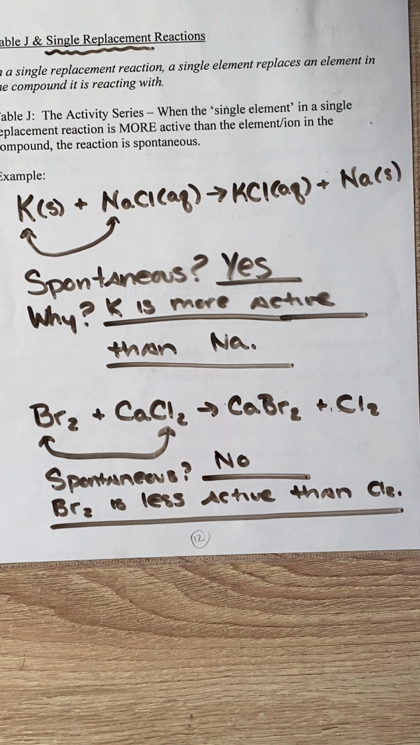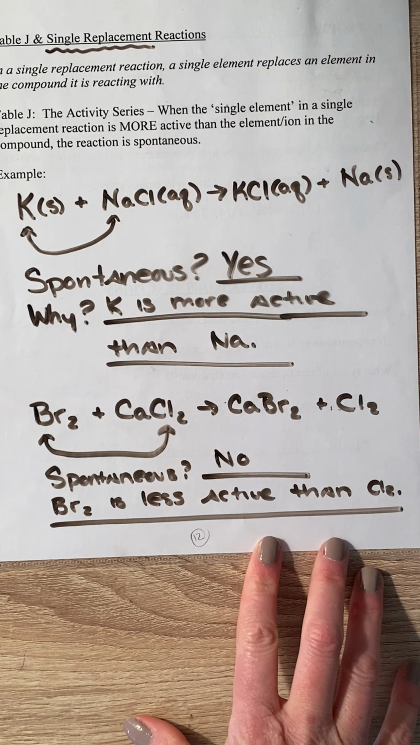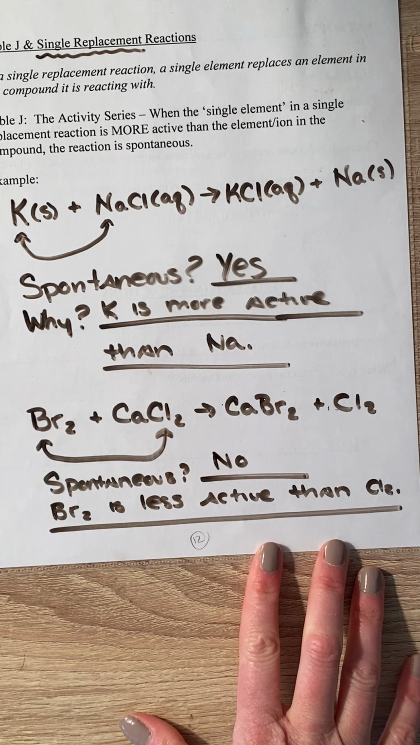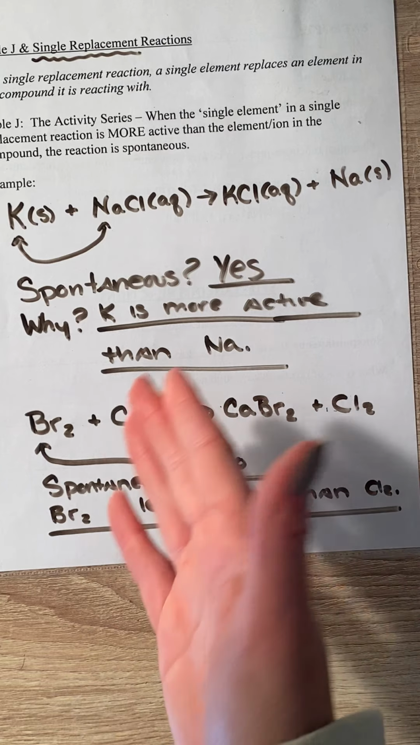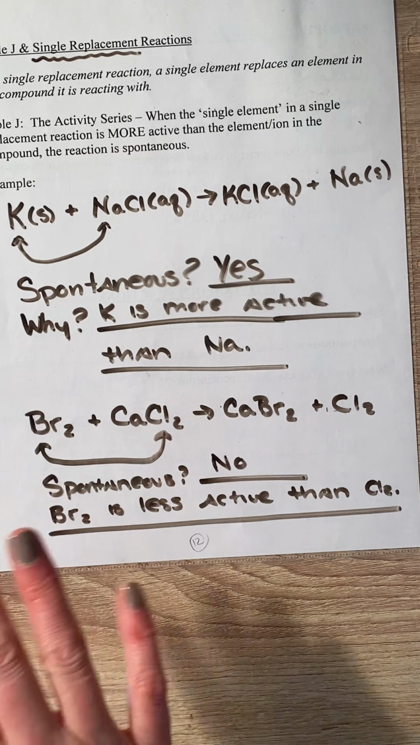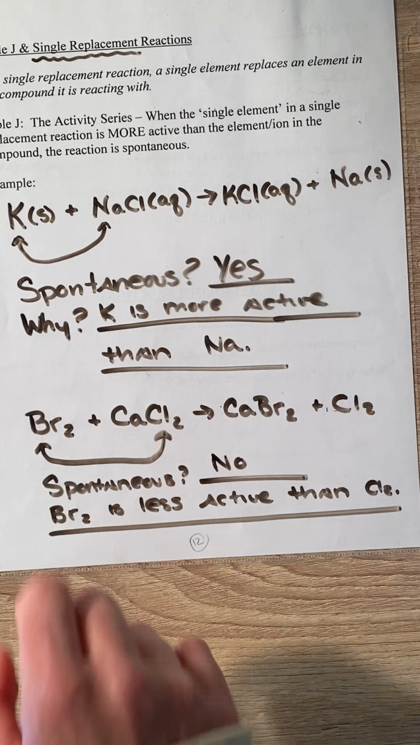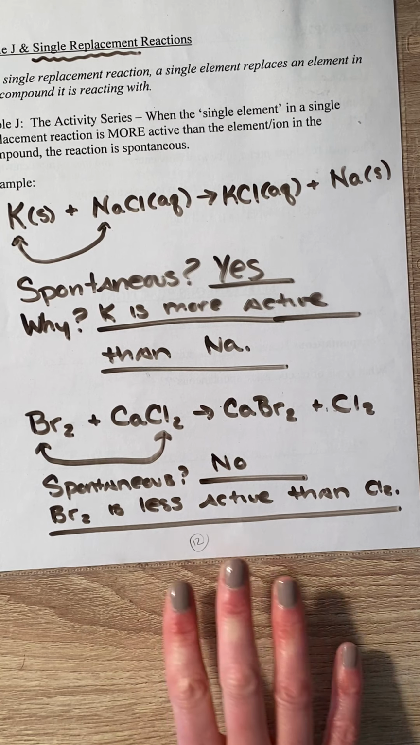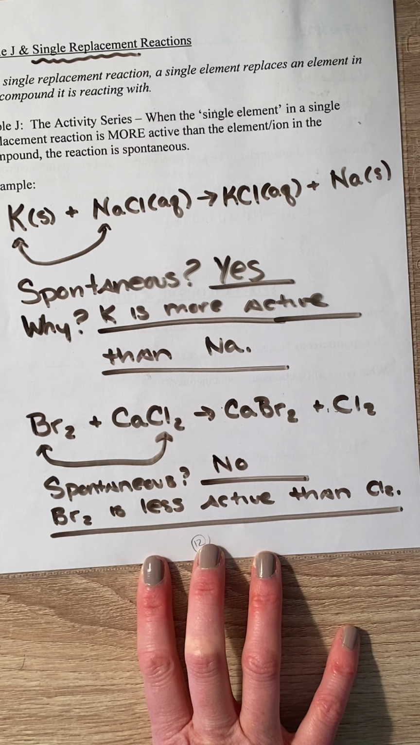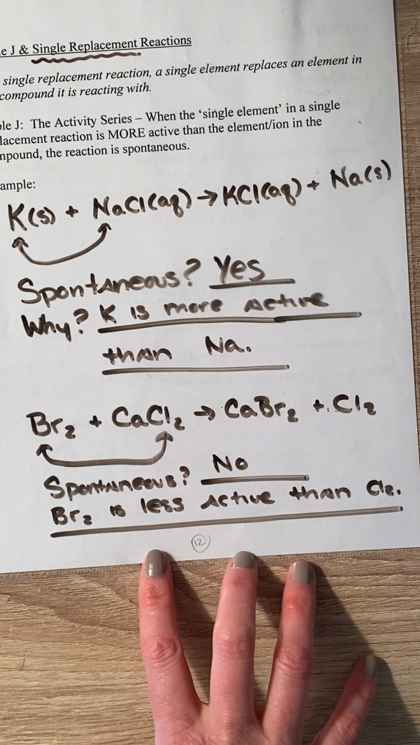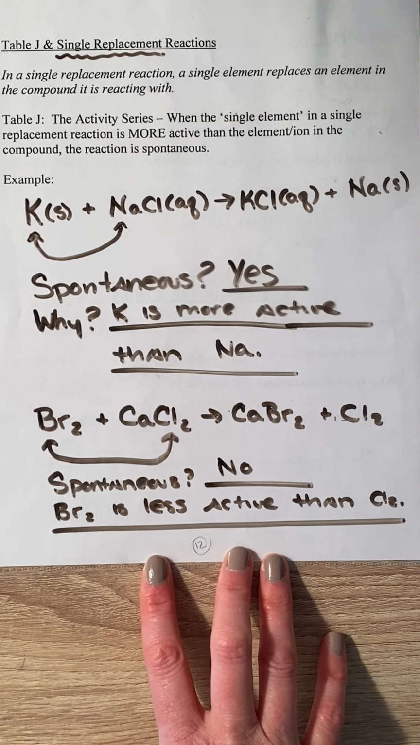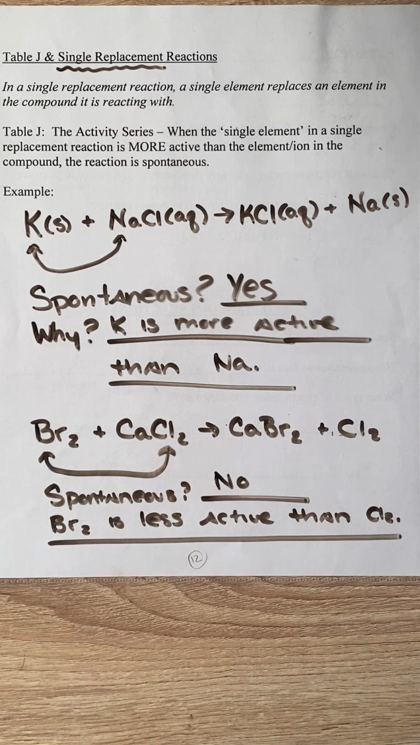So in order for that reaction to be spontaneous, that single element has to be more active than the element it would be replacing in that compound, whether it's a metal or a nonmetal. Now you have the Table J activity series worksheet that's posted as well, and you're going to submit your answers for that.